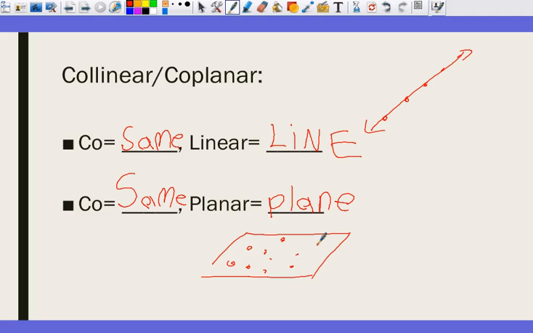Are all those dots coplanar? Are all those on top of the water? If you were to take a bunch of those floaty balls and just dump them into the pool, all of those balls would be coplanar with each other because they'd all be floating on the surface of the pool. Does that make sense? Perfect.